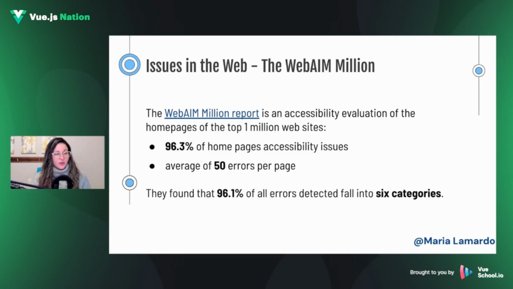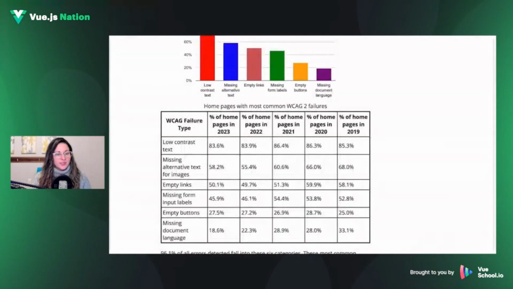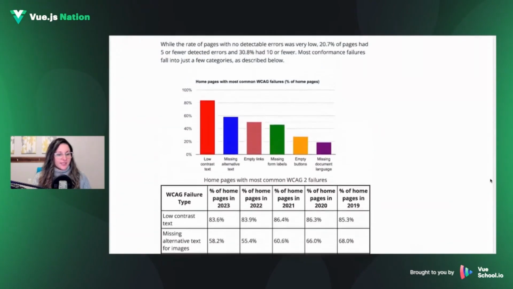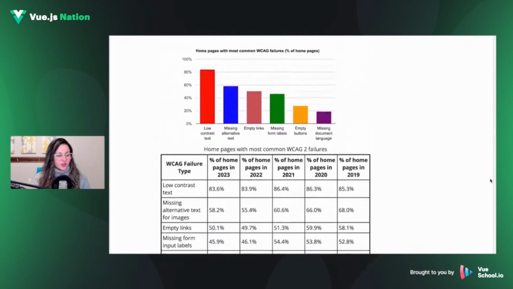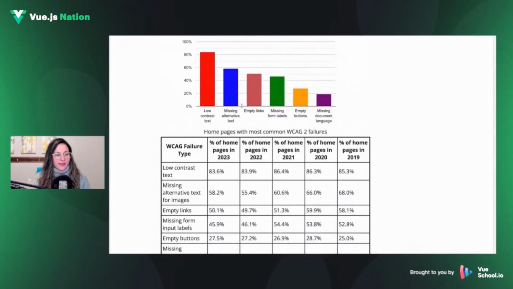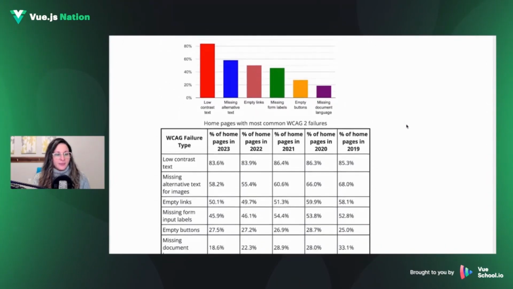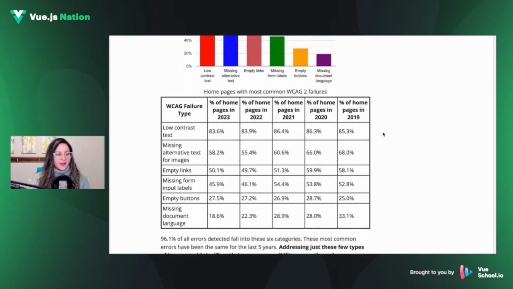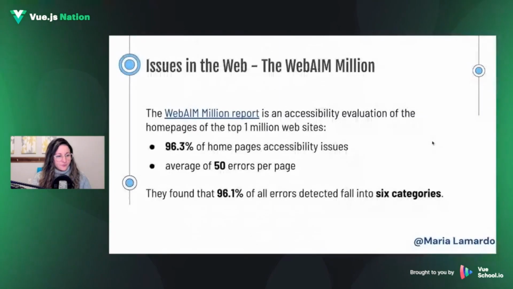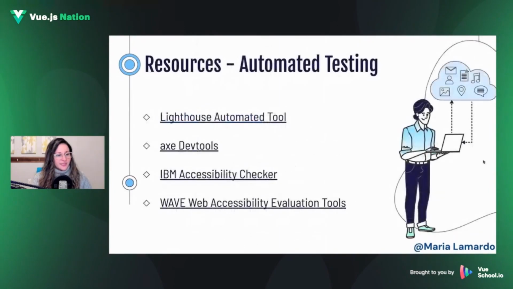And I'm actually going to jump over to that report to show you what this looks like. But this is an example of what the report looks like. And as you can see, they even break it down into the top type of errors that they see. And you can see how those errors changed from the past couple of years. So going back to our presentation.